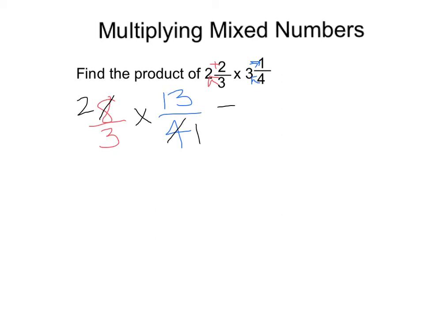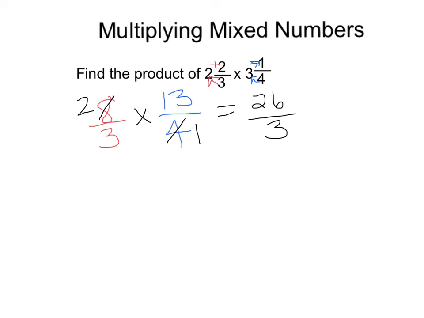And then we can simply multiply across. 2 times 13 is 26, and 3 times 1 is 3. Just like the last problem, we can't leave it as the top number being bigger than the bottom number, so we have to simplify the improper fraction back into a mixed number.